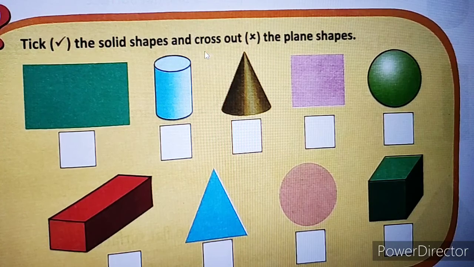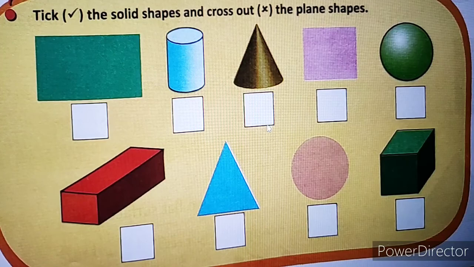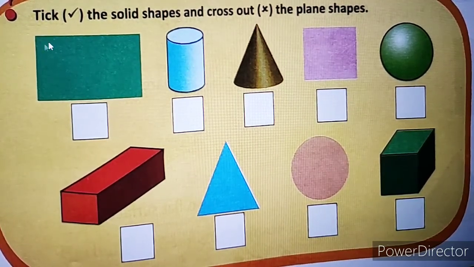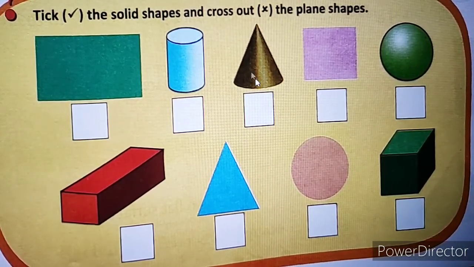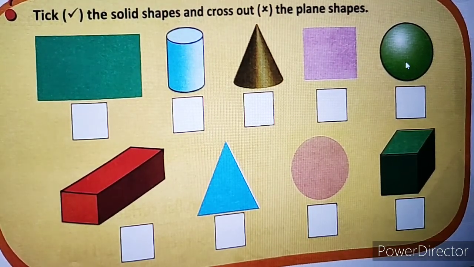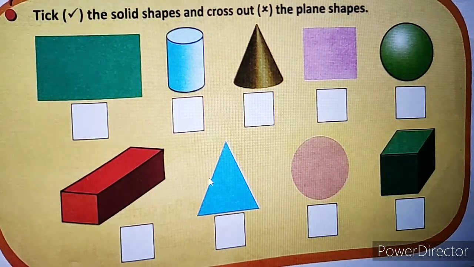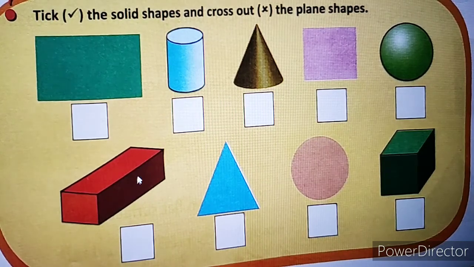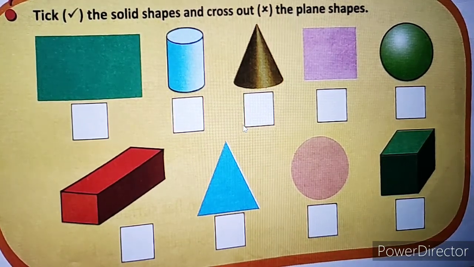So take the solid shapes and cross out the plane shapes. Can you do it, students? I am telling you. See, this is a flat surface. This is a solid shape. This is also a solid shape. This is flat. This looks like a ball, so this is a solid shape. This is a flat surface. This is flat. This is brick looking. This is also a solid shape. And this is a box. This is also a solid shape. Just try to do it at home.